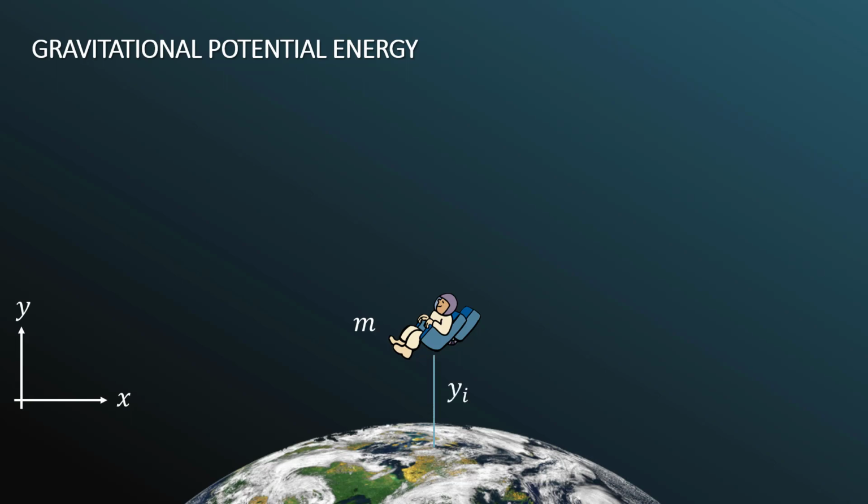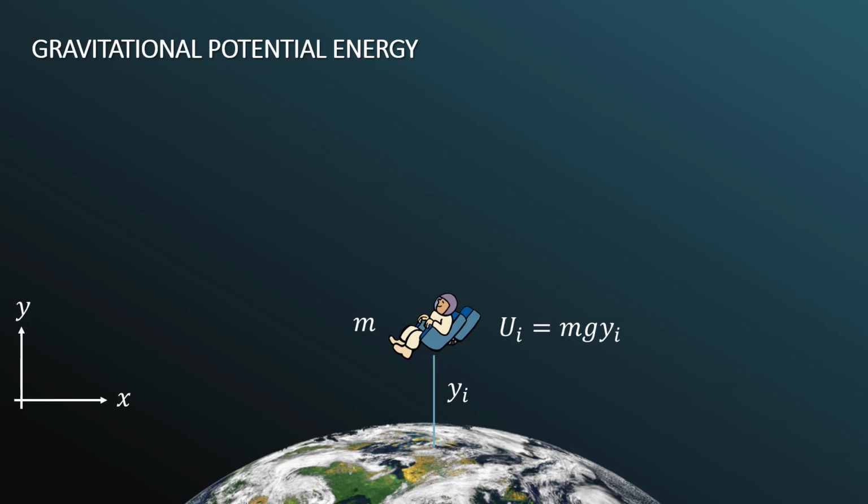And let's say that this astronaut is at some vertical position, y initial. And he has gravitational potential energy, which I'm defining for you right here for the first time in this lecture, as mg times that height. You might see it as mgh in the textbook, but I'm using y to denote height here. So the initial gravitational potential energy is the mass multiplied by the gravitational field multiplied by the height, in this case relative to the surface of the Earth.